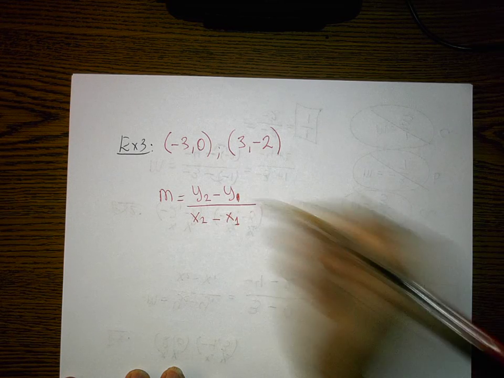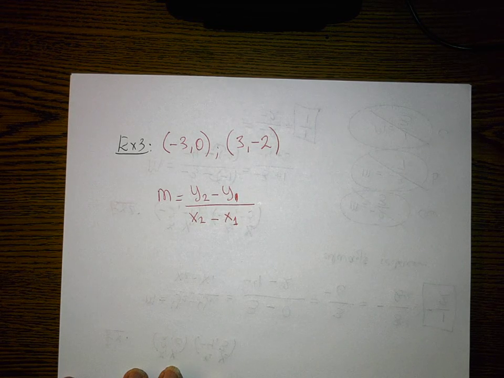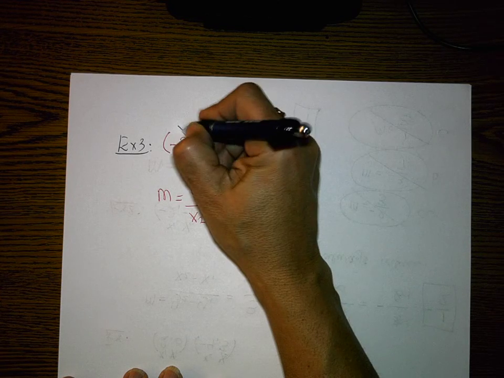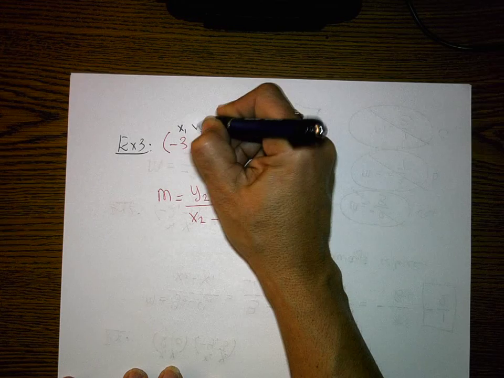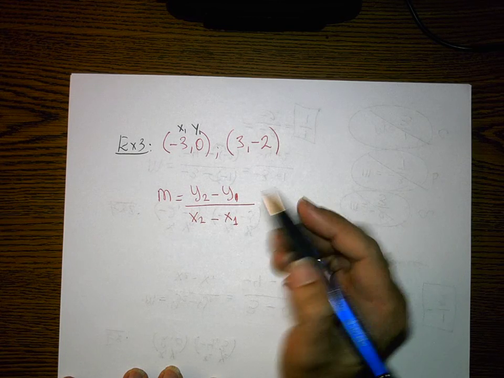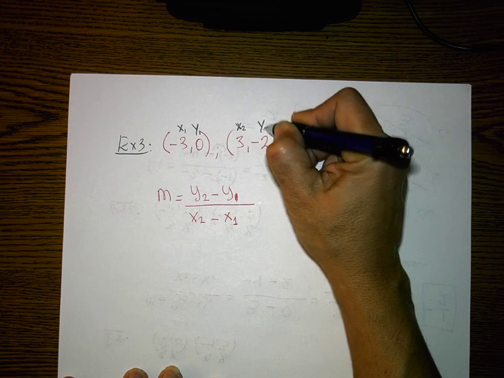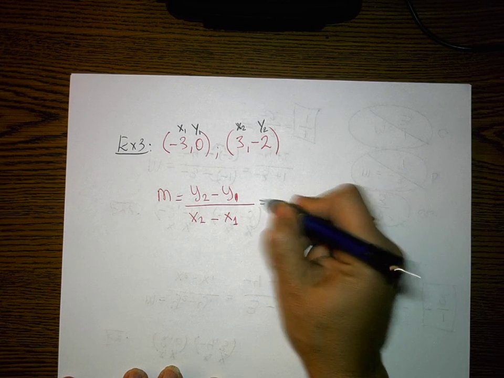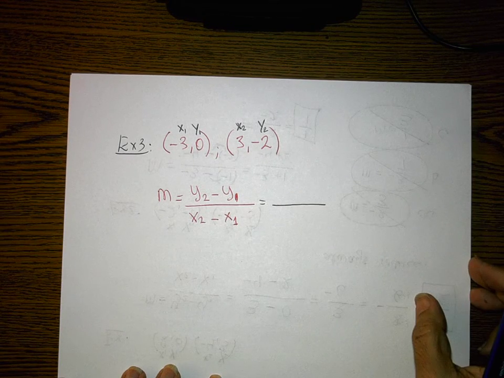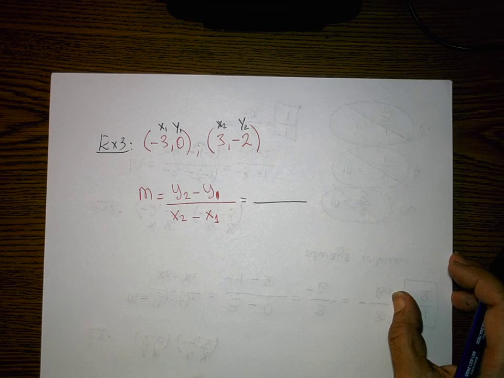Okay, I put the formula on the board, y2 minus y1 and x2 minus x1. So this is going to be my x1, this is going to be my y1. They're the first ones that are in front, so I'm going to call them the first ones. These are the second ones. You guys are super fast at this. Hopefully you don't make a lot of mistakes.